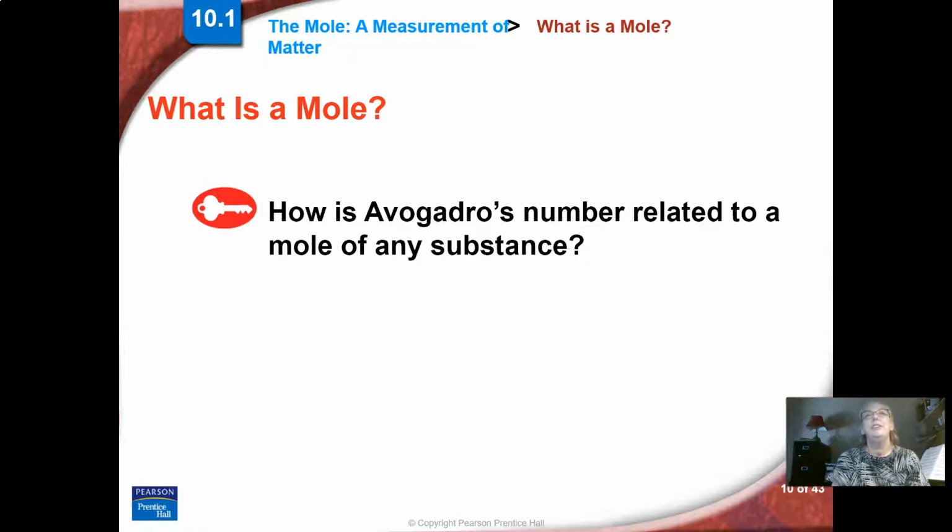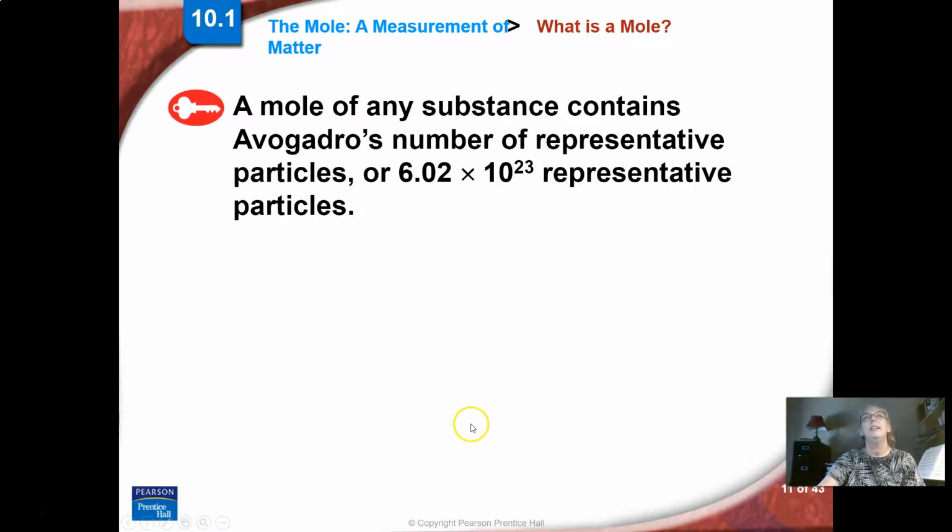Elements can be measured in something called a mole. And so this chemist a long time ago named Avogadro, sounds like avocado, but it's Avogadro, figured out that if you had a certain number of atoms, it will be a particular mass for each element. So we're going to use that information from Avogadro. So this is the number that he came up with.